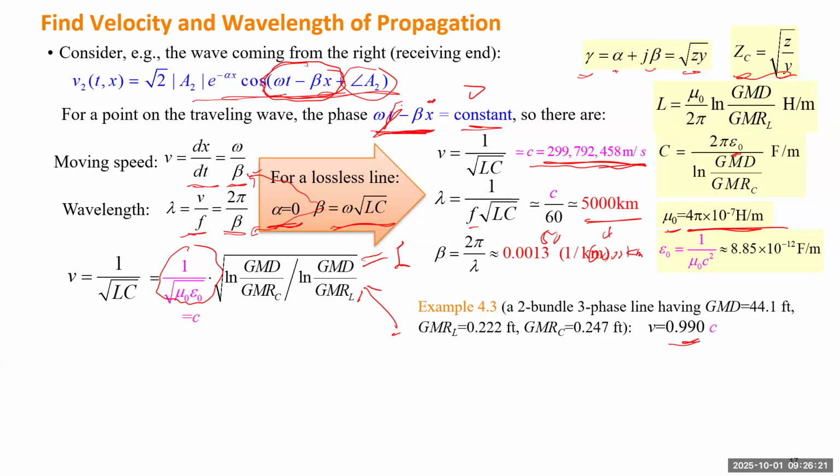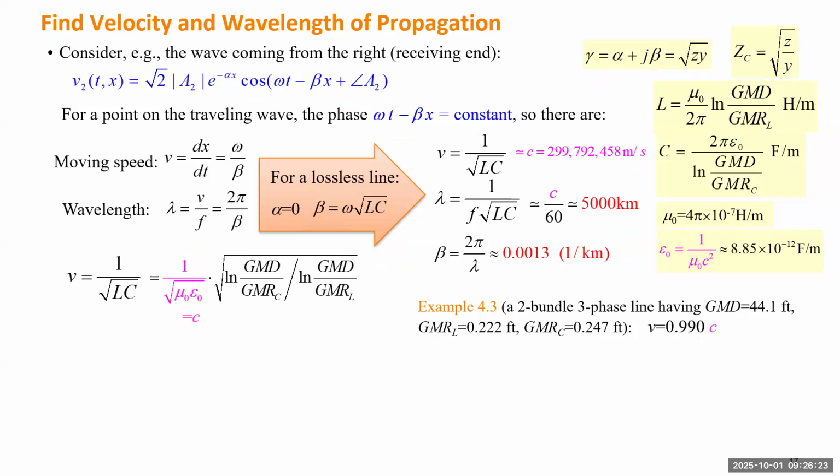Okay, so now you can understand why beta is always 0.0013, no matter what line, what voltage. As long as you operate the system at 60 Hertz, that's always 2 pi divided by lambda. So lambda is always around 5,000 kilometer. So beta is very close to 0.0013. So it's fine to use this value for approximate estimation, as it doesn't depend on the length of line or the voltage of the line or size of conductor. It's very close to this value.